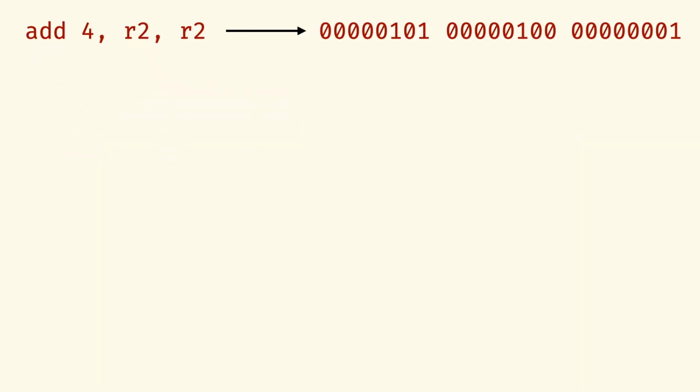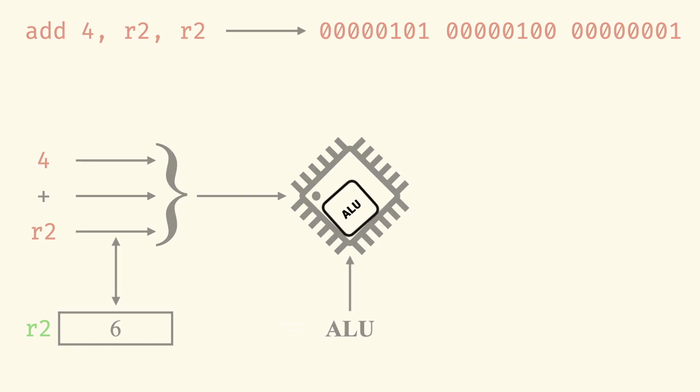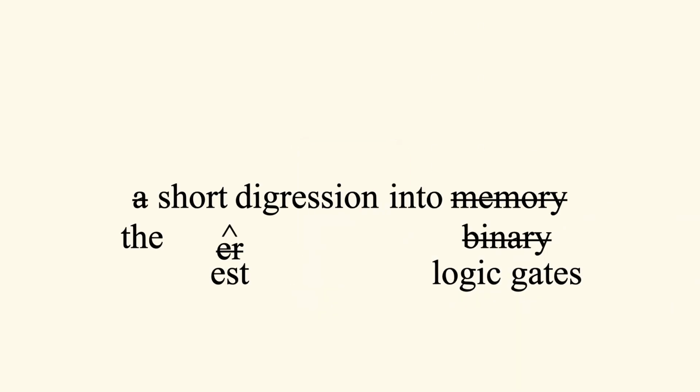After decoding, the computer knows that we want it to add 4 to R2 and put the result in R2. Mathematical instructions like add will get shipped off to a part of the processor called the arithmetic logic unit, ALU for short, which is designed to handle addition, subtraction, multiplication, division, and the like. An ALU, like everything else in a computer, is a circuit made up of smaller circuits called logic gates. To explain these, we'll need a short digression into logic gates.